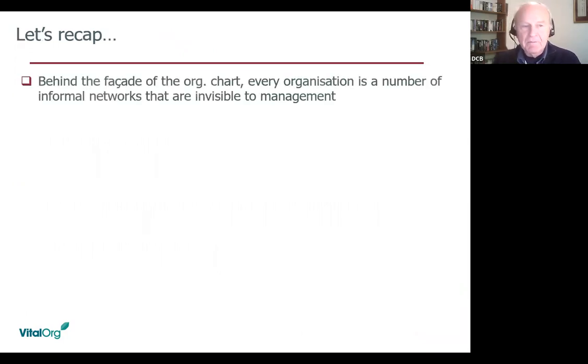So quick recap. Every organization has these informal networks. They're always invisible to management. They're transitory, they come and go, they reform, they disappear.